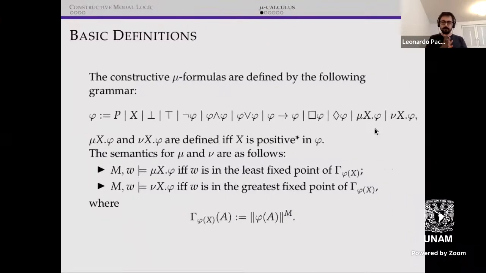So, okay, let's take a look at the mu calculus. The mu formulas are going to be defined by this grammar. You have proposition symbols, you have variable symbols. These are essentially special proposition symbols we use to set up the fixed point operators. You have false, you have true, you can have negations, conjunctions, disjunctions, implications, and boxes and diamonds, and the least fixed point operator, mu x, and the greatest fixed point operator, nu x.